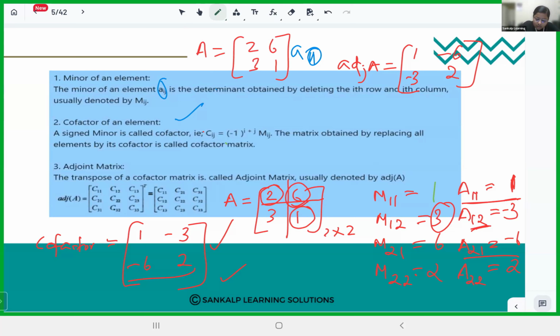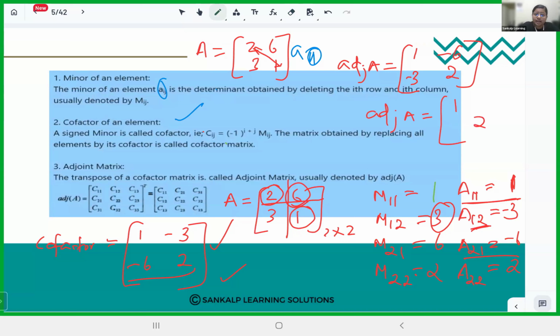How will you do that? You just have to interchange the diagonal elements. Okay. So adj A is equal to, interchange the diagonal elements, which means here in the place of 1, it will come, it is 2. I'm sorry. Here it is 2. So instead of 2, it will be 1. And instead of 1, it will become 2.